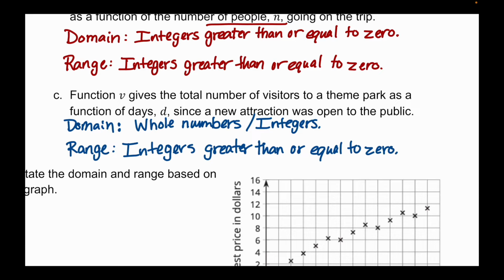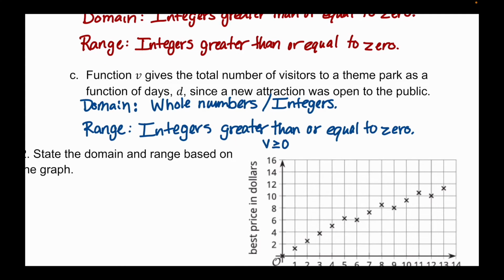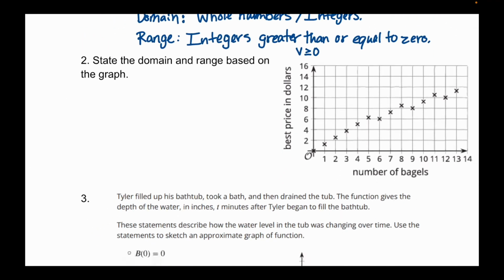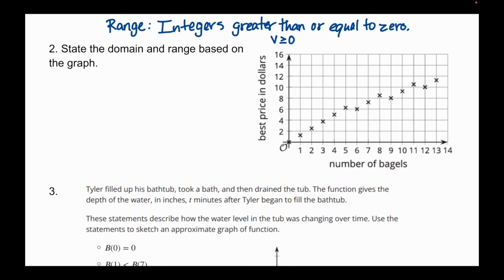And you could say the second part of these as an inequality. So I could say integers, and then I could say v greater than or equal to 0 instead of writing that whole thing out. So that does apply for the ones above as well. So let's look at number 2. We're now trying to state domain and range based on this graph.